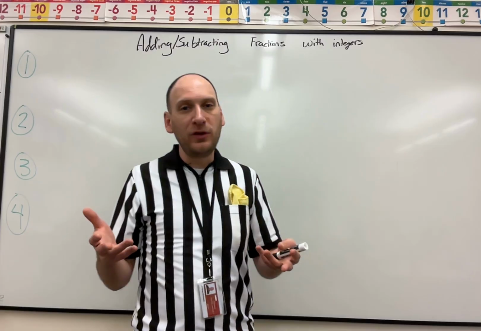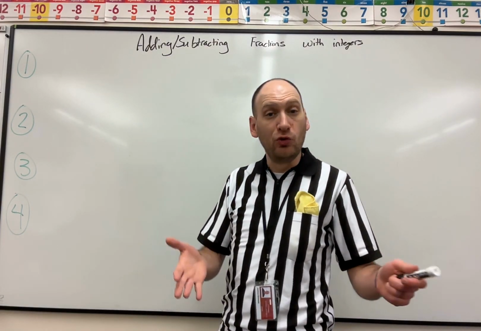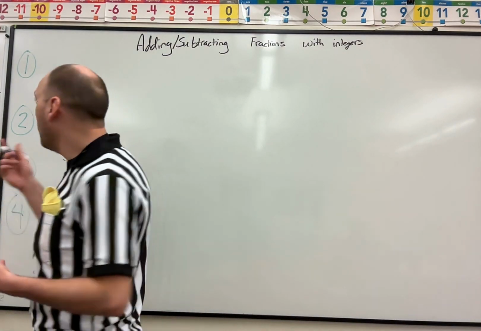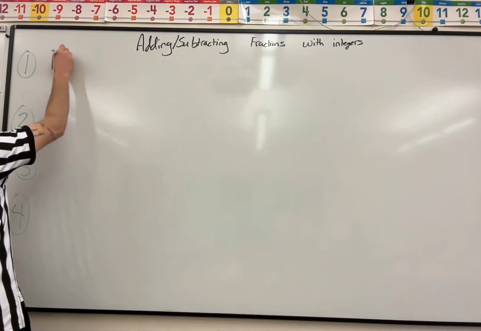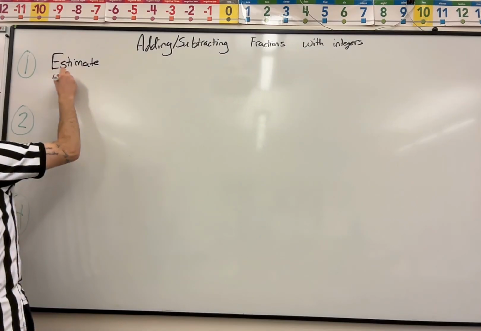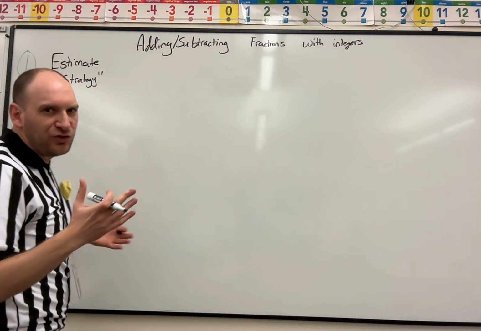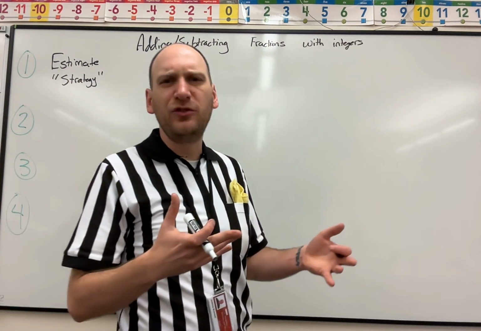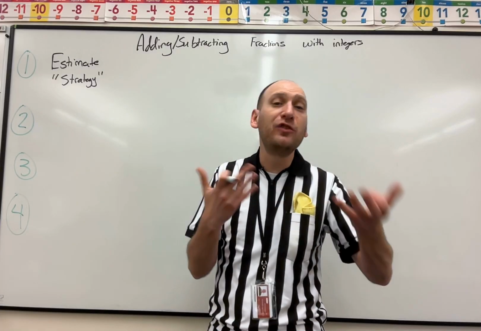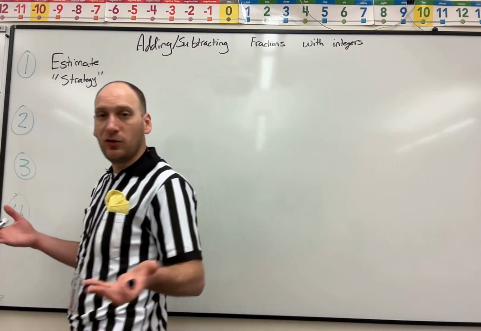So while we're solving these problems, there's really 4 major steps that we want to make sure that we are doing to be successful. Anytime we're working with integers, step 1 is the estimation or the strategy. Are we adding 2 positives? Do we have 1 positive and 1 negative? Do we have double negatives? What's the strategy here? Second step is the same as anything when you're adding or subtracting fractions.